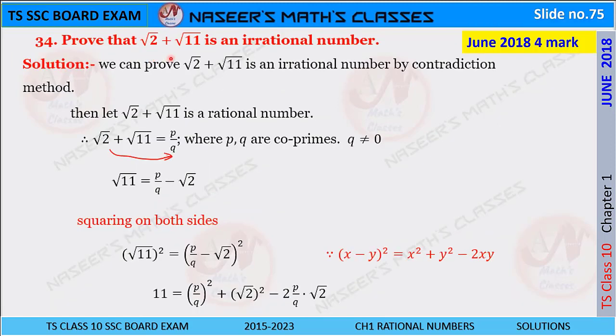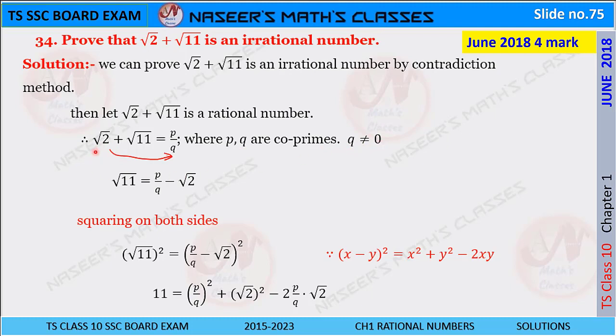Prove that root 2 plus root 11 is an irrational number. This is for 4 marks, June 2018. We can prove root 2 plus root 11 is an irrational number by the contradiction method. For this one, let root 2 plus root 11 be a rational number. Then we can write root 2 plus root 11 is equal to p by q, where p, q are co-primes and q not equal to 0.